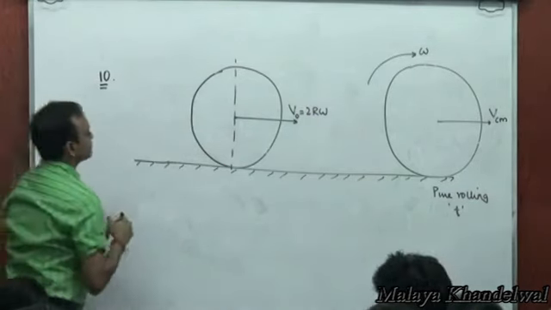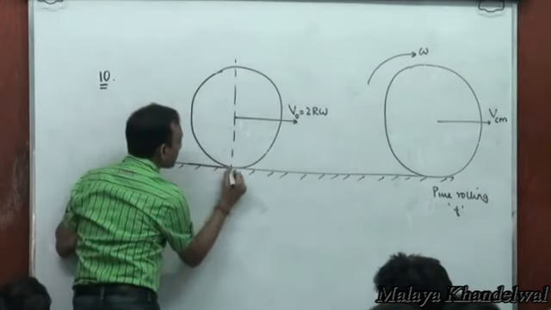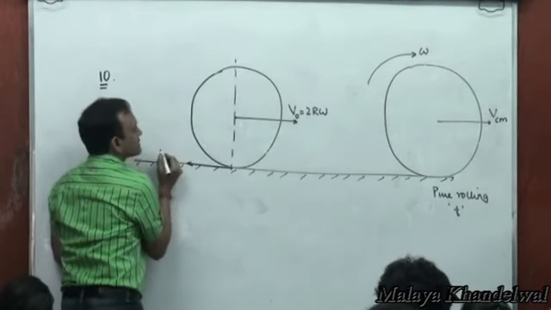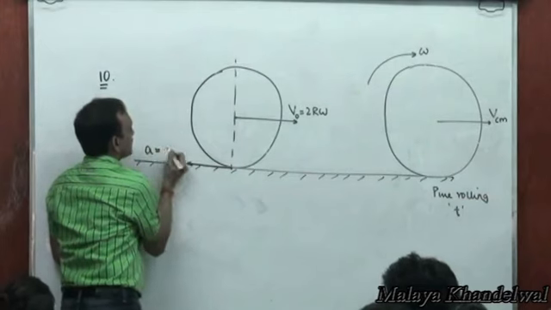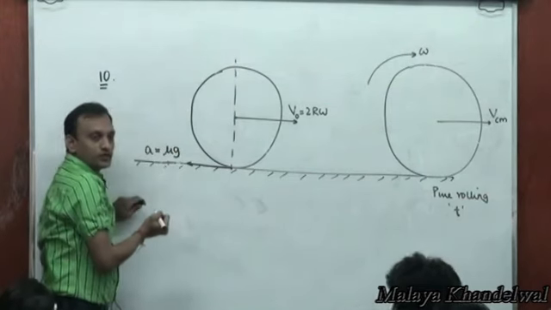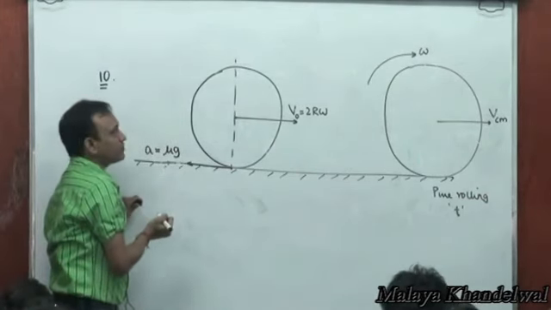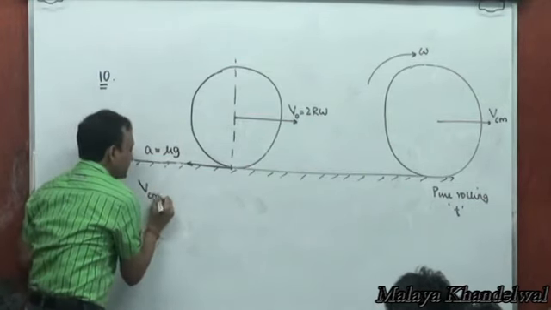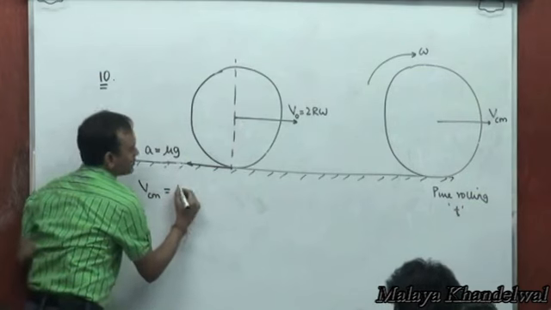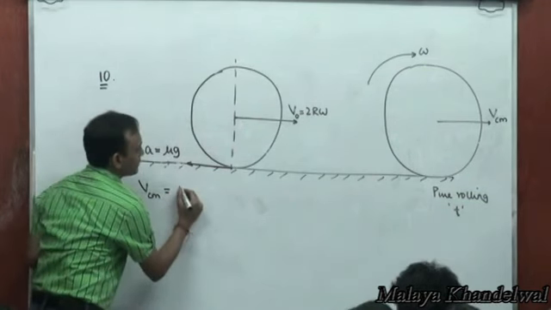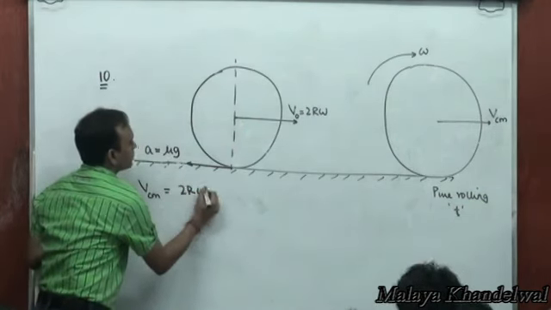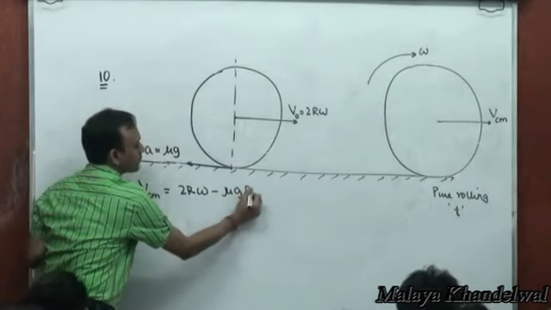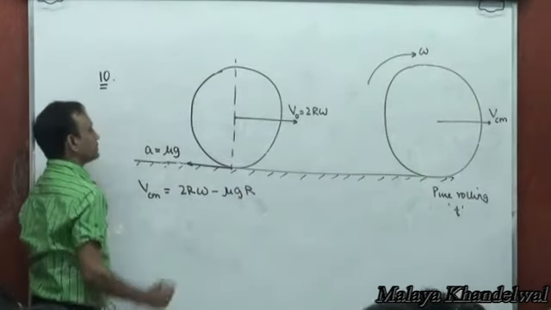Now, very simple, because it has an acceleration which is mu g to the left, right? Because of frictional force, it has an acceleration mu g to the left, and the VCM at any given instant of time t is going to be given by initial velocity 2r omega minus mu g t, right?